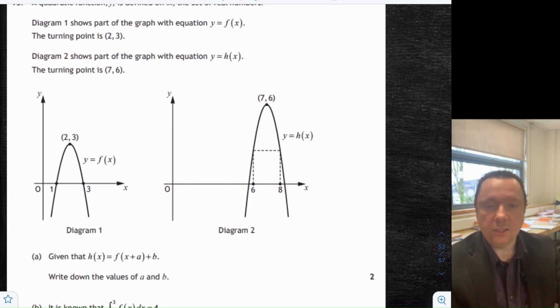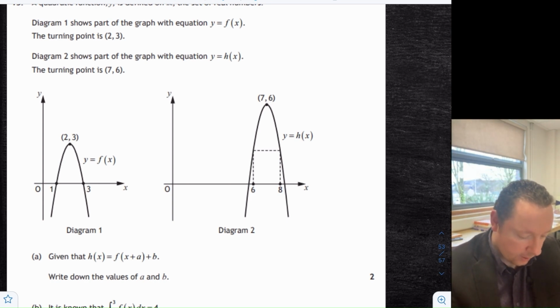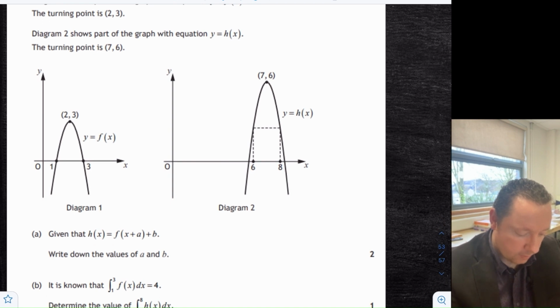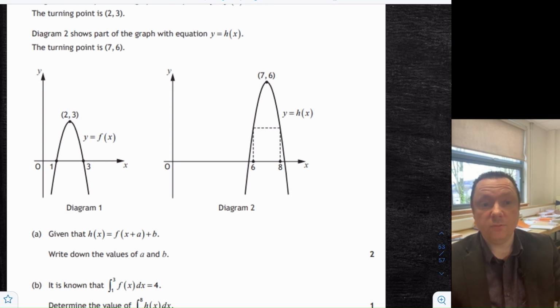Okay, let's see what it's asking us to do. Part A. Given that h of x is f of (x plus a) plus b, write down the values of a and b. So in other words, it's a graph transformation question for part A.